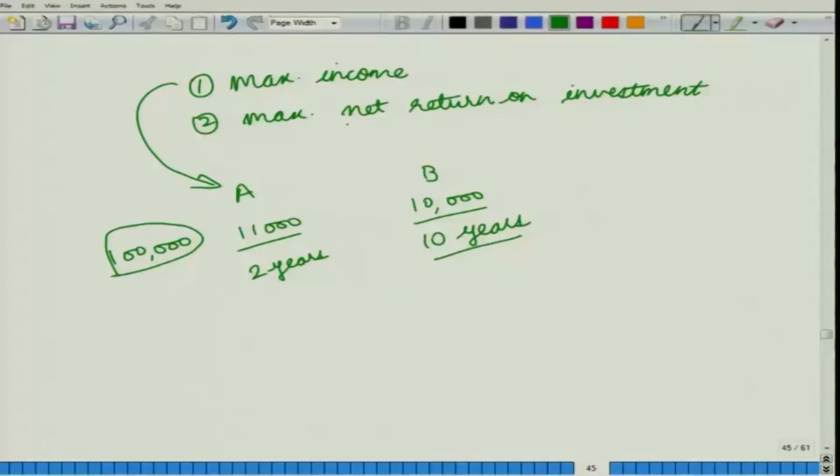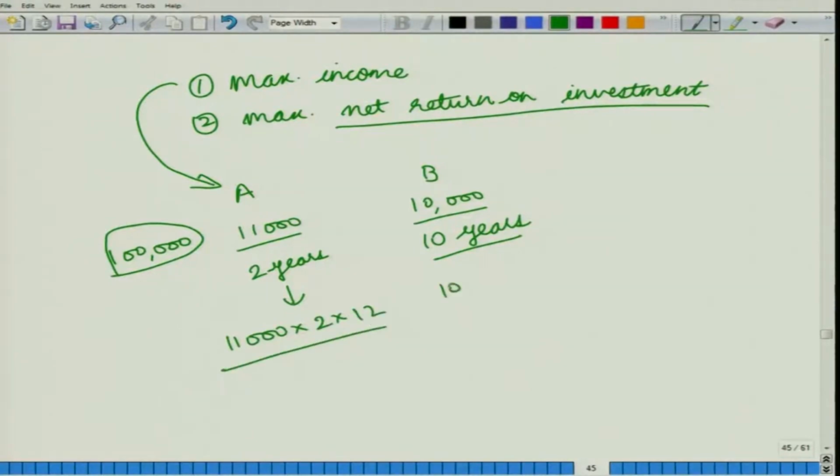Whereas, if we looked at maximum net return on investment, in plan A you are getting a total return of 11,000 multiplied by 2 years multiplied by 12 months. In plan B, you are getting 10,000 multiplied by 10 years multiplied by 12 months. So, obviously, the net return that you are getting out of plan B is much greater than that of plan A, because in plan B you are getting it over a longer time span, whereas in plan A, you are getting it over a shorter time span.